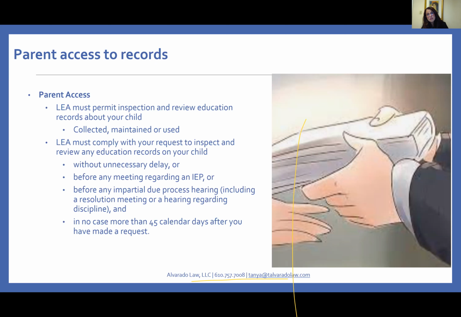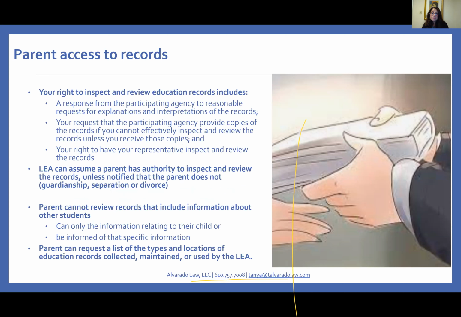Before any due process hearing, the parent has a right to access the educational records. And they can't delay more than 45 days after you've made the request. So the LEA has to respond to your request. They can provide copies of records if you ask for them, or if going and looking at them is not something that's going to give you access to the records. You also have a right to send a representative to inspect and review the records, and you can ask for a copy of them.